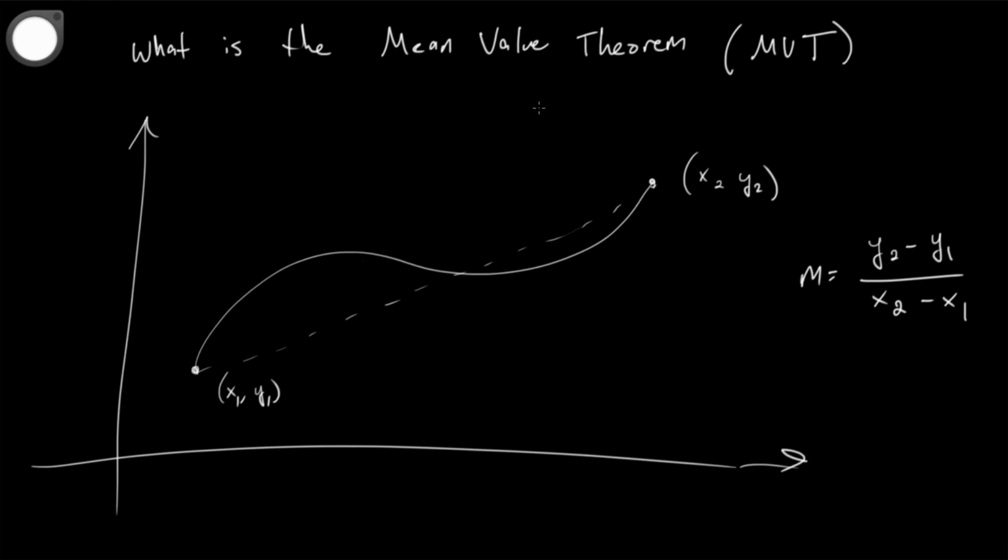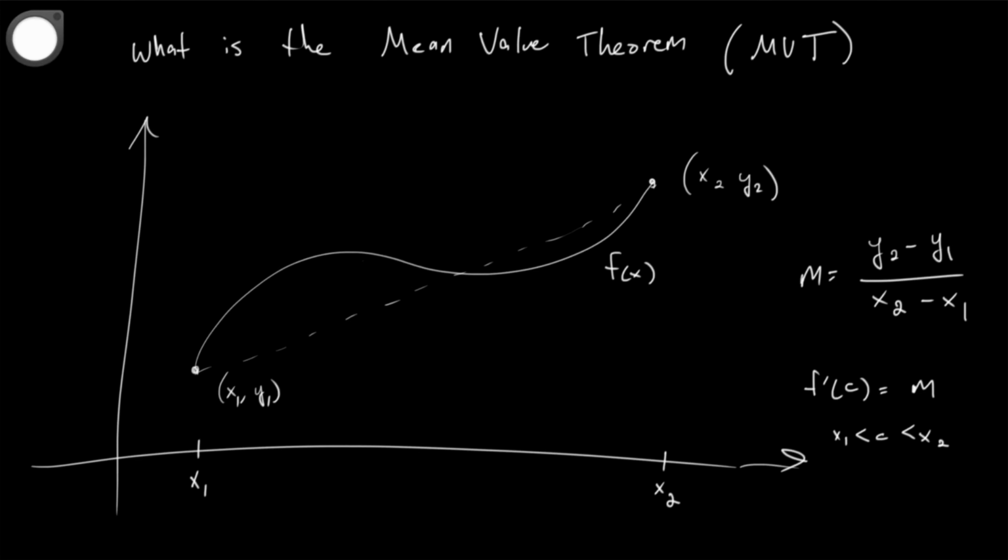What does the mean value theorem say here? Before I say anything, I'm going to give this function a name, f of x. So the mean value theorem states, as long as certain criteria are met about this curve, that there exists some value between x1 and x2 such that the derivative of the function is equal to the slope. Now, it doesn't tell us where it is, but it tells us it exists.